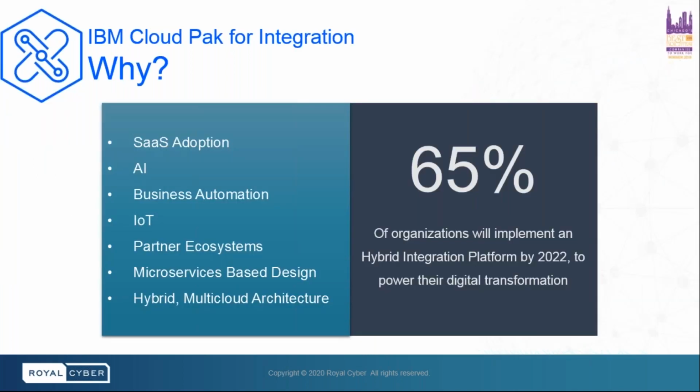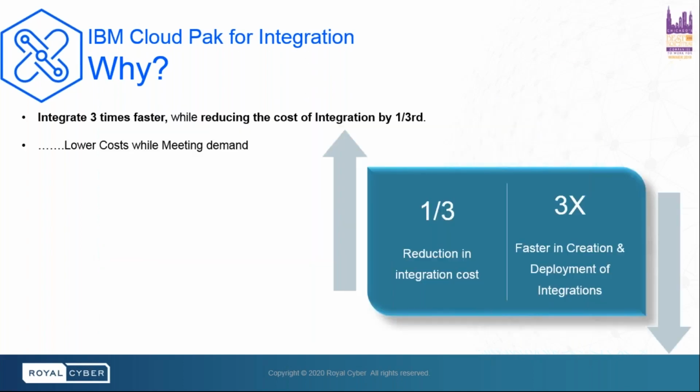So now let's discuss why we are going for IBM Cloud Pak for integration. 65% of organizations will implement a hybrid integration platform by the year 2022 to power their digital transformation, which also includes artificial intelligence, SaaS adoption, business automation, IoT, partner ecosystems, microservices-based design, and hybrid and multi-cloud architecture. And it integrates 3 times faster while reducing the cost of integration by 1/3. It also lowers the cost while meeting the demand.